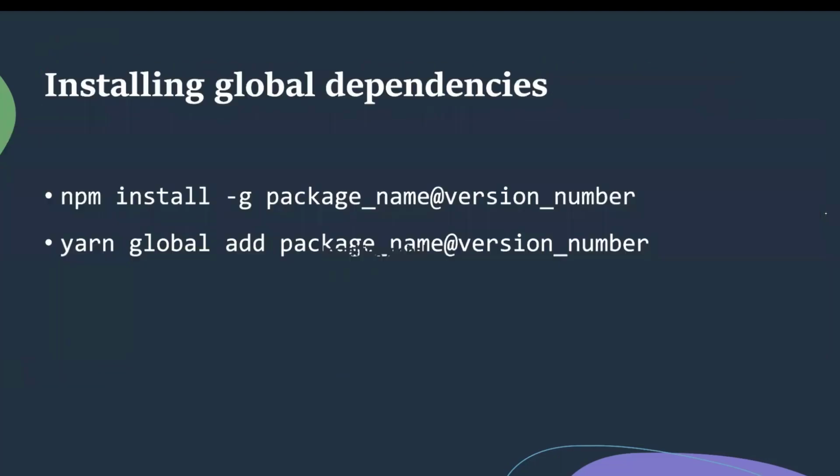Now, installing global dependencies. If you want to install a global dependency at your whole computer level, there is npm install, and -g tells you where to install, whether locally or globally. In Yarn, the keyword is global that you have to use to install, like yarn global add. These are the keywords.